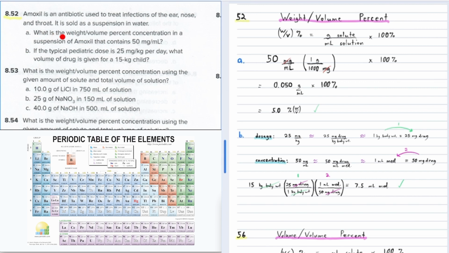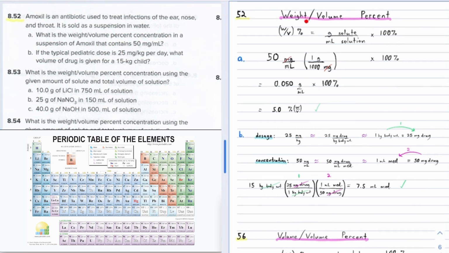So first, part A, it asks you for the weight volume percent concentration. Now, this is calculated if you know the grams of solute over the milliliters of solution. So it's going to be grams solute per milliliters of solution. You take that fraction, you multiply it by 100.